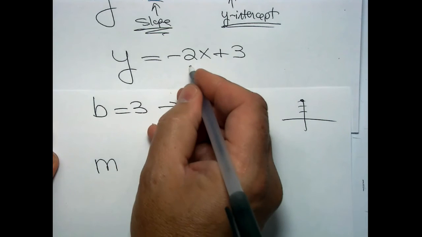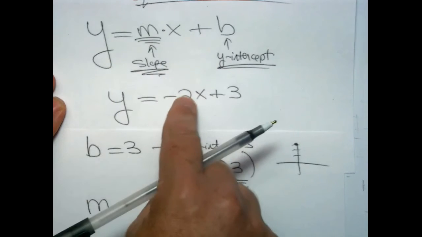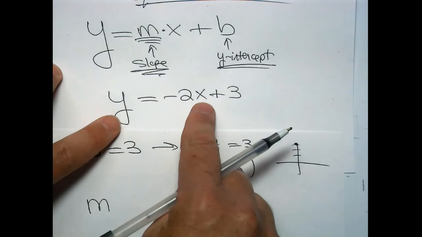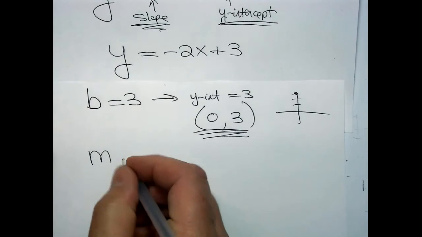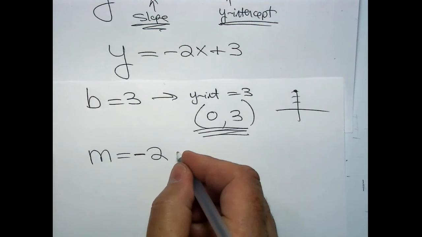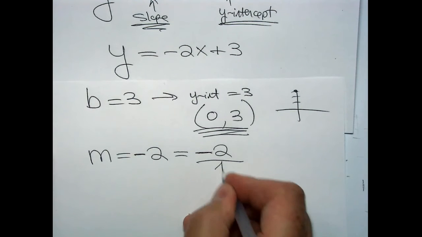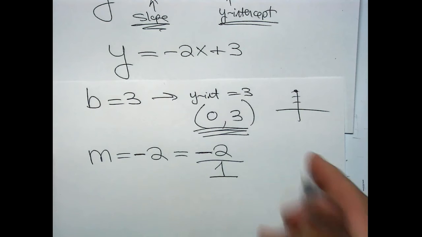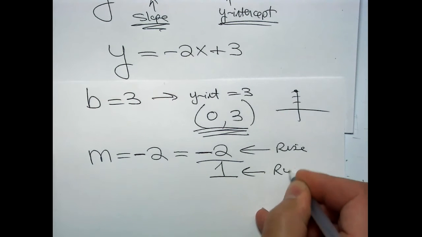Slope is right here. That's negative 2. Remember, that matches up with m being negative 2. Notice the x and the y don't go anywhere. So x and y should stay in the equation, but slope is negative 2. I think the best way to write your slopes is as fractions. So if it's not a fraction, make it a fraction. Divide by 1. So this is my rise, and this is my run.